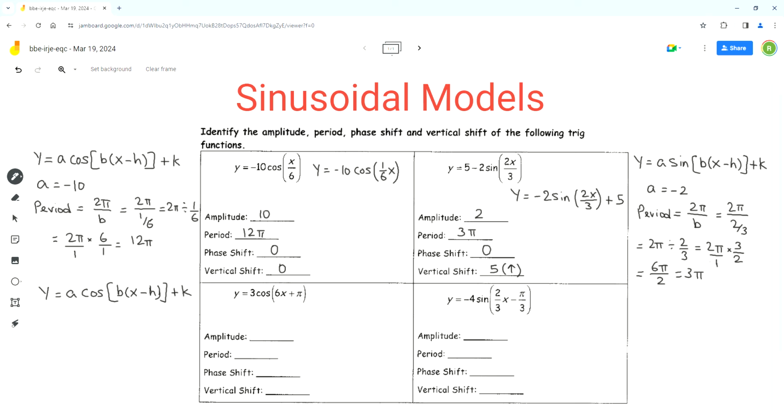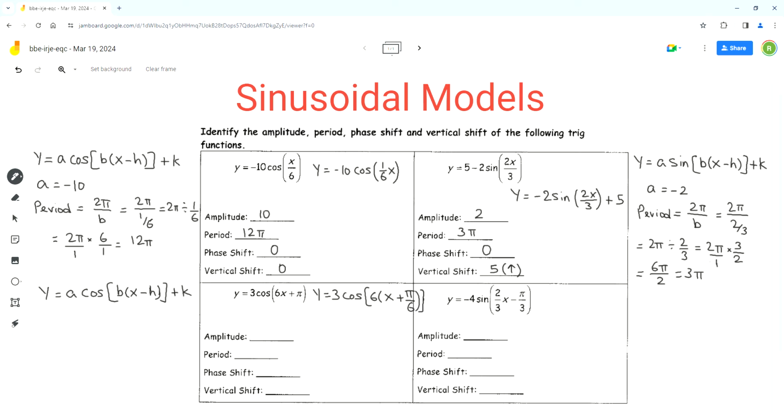So for that, we have to rewrite this function as y equals 3 cos. So we factor out the 6 from the two terms. So 6x changes to x and then pi changes to pi over 6. Since we are factoring out a 6, that's why we divide pi by 6. So this is the function equation we have to analyze to find the amplitude, period, phase shift and vertical shift.